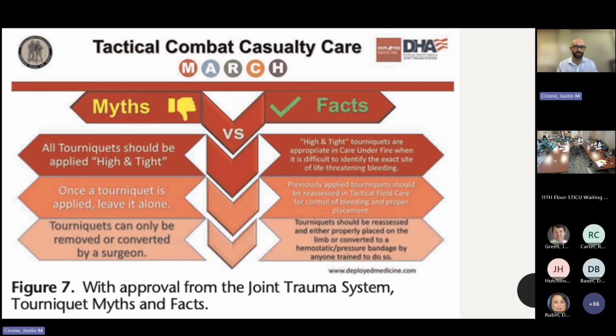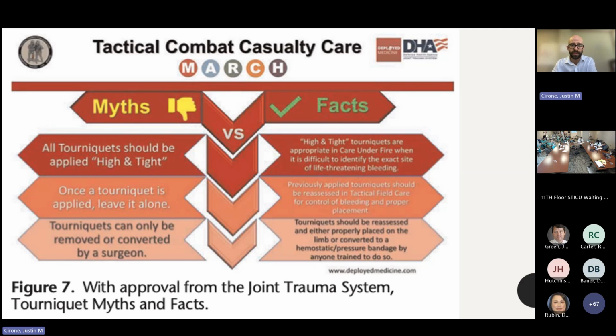All tourniquets should be applied high and tight is a myth. Once a tourniquet is applied, leave it alone is a myth. And tourniquets can only be removed or converted by a surgeon, which is absolutely a myth. They go down the facts here of high and tight were only for care under fire. So if you are literally under fire in the greater Charlotte region, you can do high and tight. But the second you get into the back of a police cruiser or into an ambulance or you have cover, then you change your tourniquet.